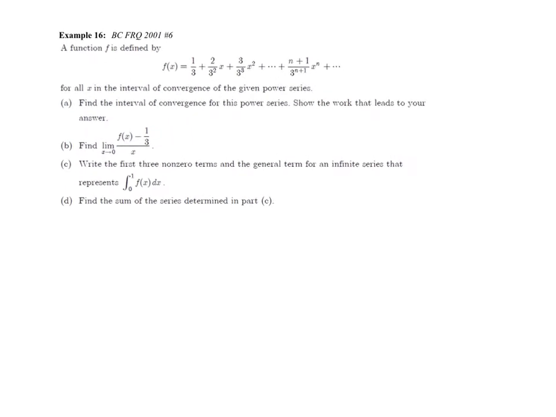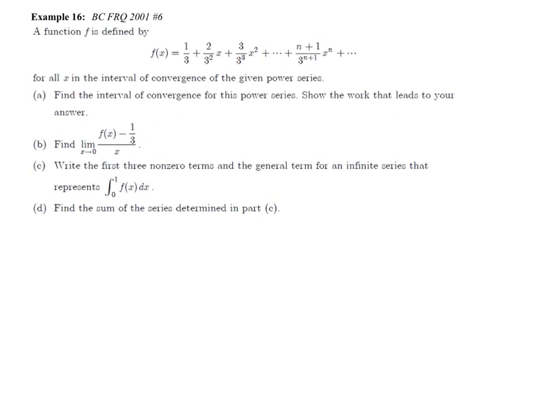Okay, we're going to attempt an entire FRQ, which is one of the first ones we've done with Taylor series and these polynomials. So we're going to look at parts A through D of this one. This one was back in 2001, and it gives us a function f given by the power series. And for part A, we're looking for the interval of convergence. Remember, the interval of convergence is going to come from the ratio test.